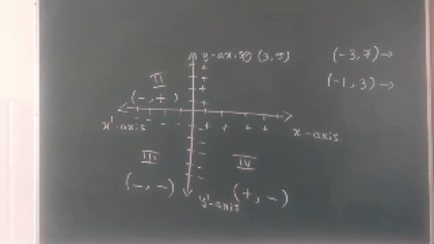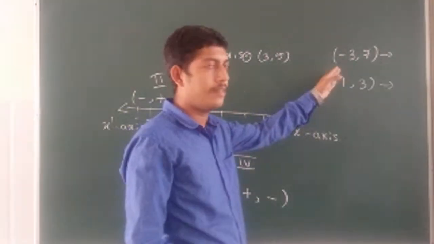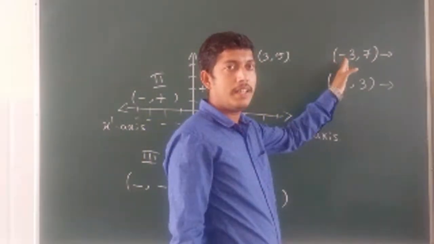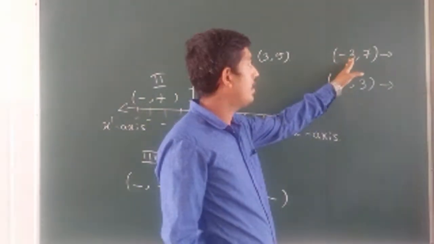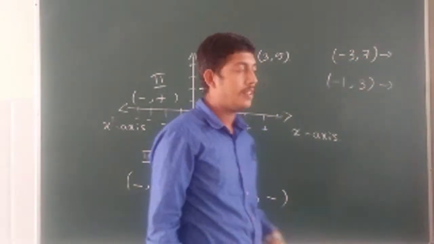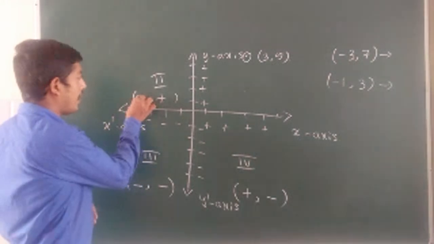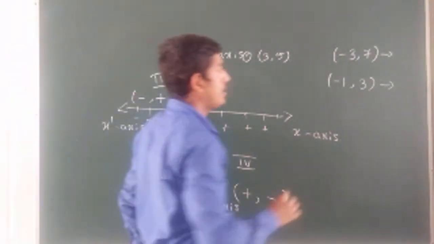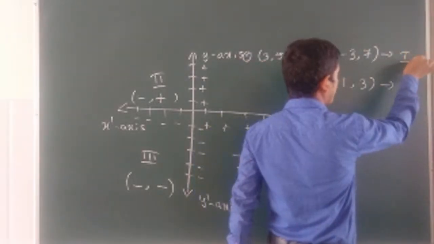Minus 3 comma 7 is present in which quadrant, second or third? First we have to see the sign of the terms. The first one is the x axis, which is minus. The second is the y axis, which is plus. Minus, plus. So therefore minus 3 comma 7 is present in the second quadrant.